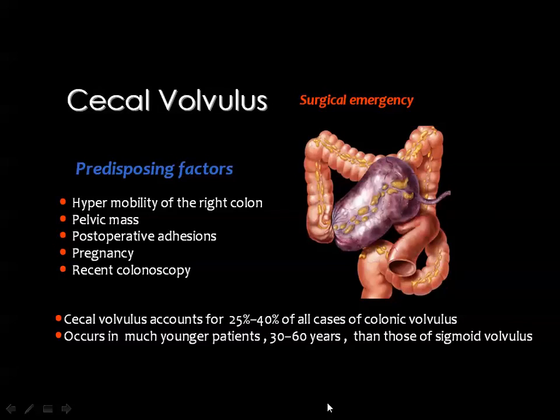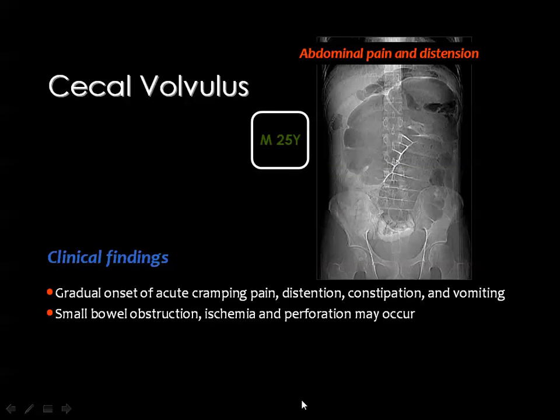Then finally we come to the cecal volvulus, which is seen in a relatively younger age, with an age incidence from 30 to 60 years, compared to those with sigmoid volvulus. The predisposing factors are hypermobility of the right side of the colon, pelvic masses, postoperative adhesions, pregnancy, and recent colonoscopy. The diagnosis is also easily made from the plain film by identifying the huge dilatation of the cecum, whether pointing to the left upper quadrant or anywhere.